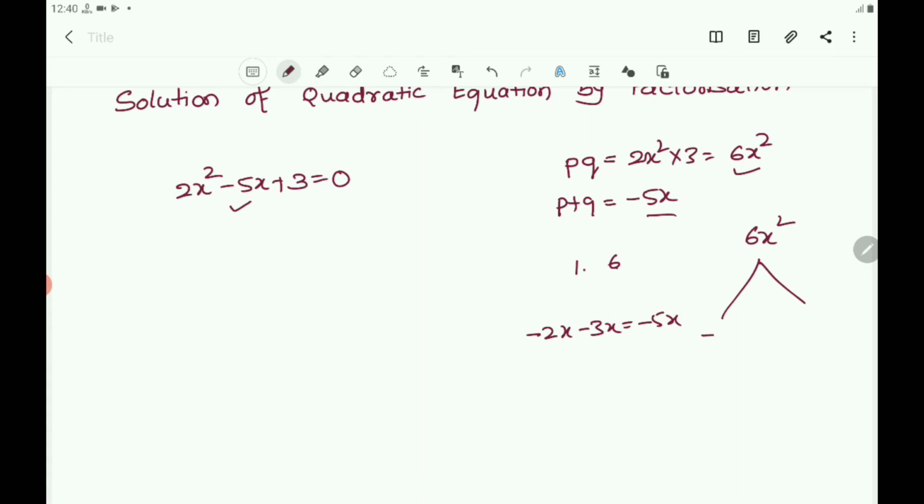So you write, first you take minus 3x, which is greater, 3 is greater, and minus 2x. You know that minus 2x minus 3x is minus 5x, and the product of minus 2x and minus 3x is 6x square. As minus 5x is split into minus 3x minus 2x, now you will get 4 terms here. They are 2x square, and 5x can be expressed as a sum of minus 3x minus 2x, plus 3 equals 0.